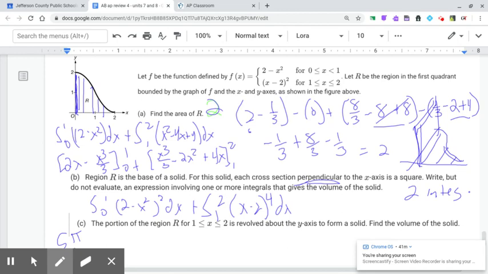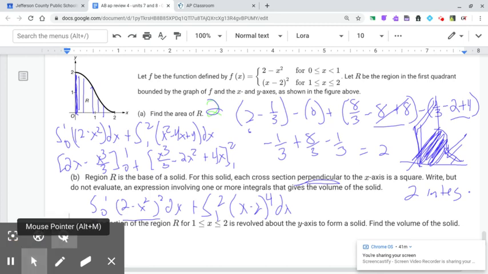So this first region, it's 2 minus x squared, all squared. And the second region, it's x minus 2 squared, all squared. No pi's there, please. All right. And then finally, the last one.